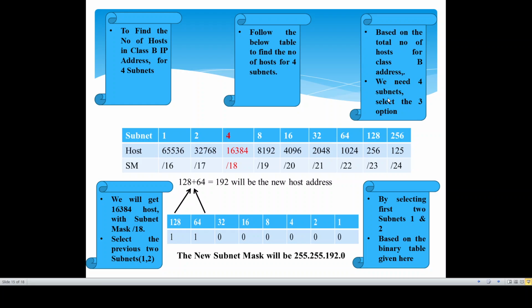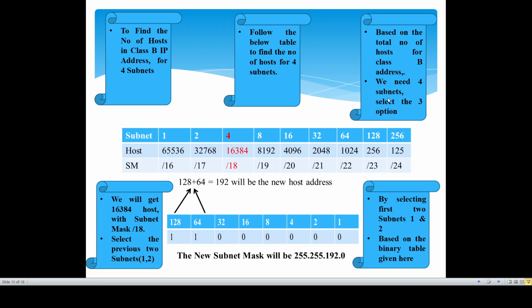So now we need to calculate the number of hosts able to connect. How to identify the number of hosts? We are given 4 subnets, and we need an IP address for the 4 subnets. In the tabular column we have already solved this. In the fourth subnet the number of hosts able to connect is 16,384. The subnet mask given is /16. So 16,000 devices cannot be connected. That can be the next slide.